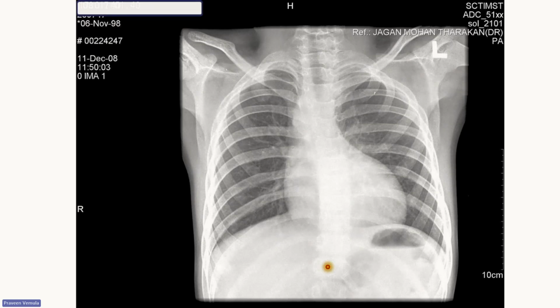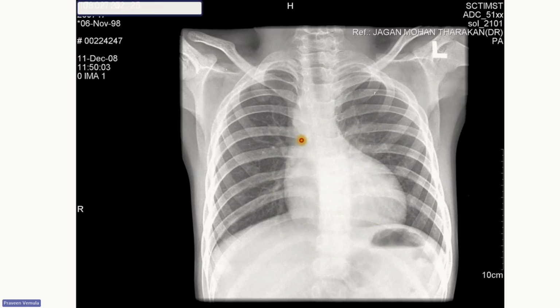Then narrow pedicle. So what about the pulmonary vascularity? Normal, reduced or increased? You are not seeing the pulmonary vascularity at all here. Pulmonary vascularity is empty. And what about both sides? Significantly lower. So this is a condition with reduced pulmonary vascularity.